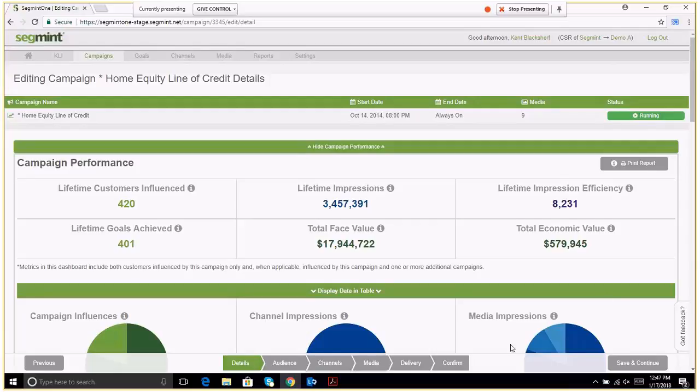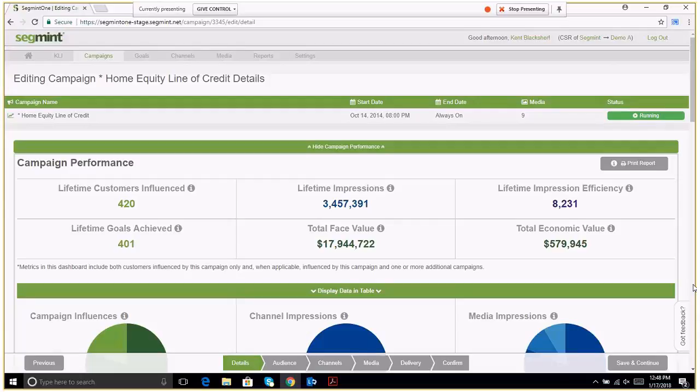So we can see at a glance in the dashboard that pops up for any of these campaigns who are the individuals that are influenced or converting, how many successful customers have opened the product or service you've talked to them about, how many impressions have gone out for the lifetime of this campaign, an impression being a targeted message going to an individual about this product. What is the impression efficiency over the lifetime of this campaign? On average, how many impressions is it taking to get a conversion?